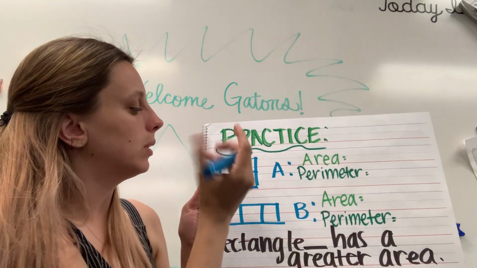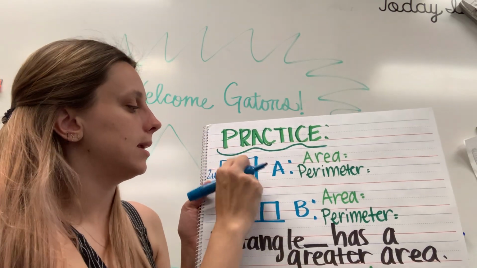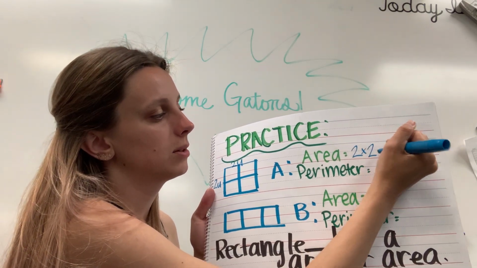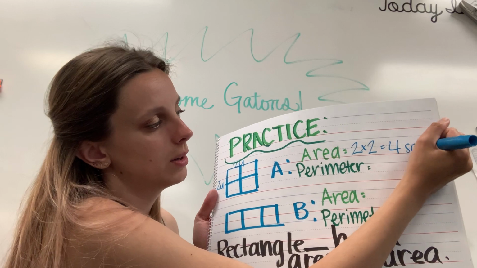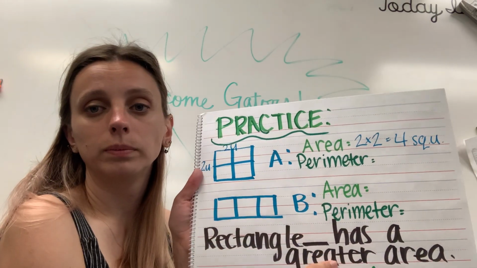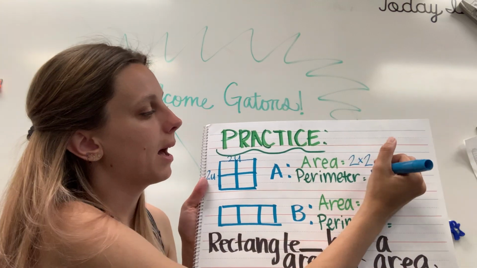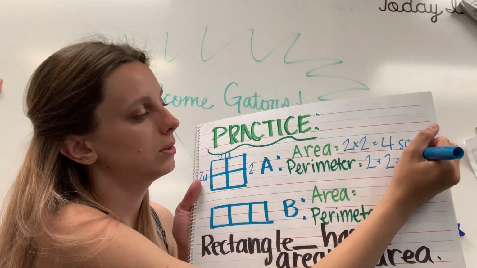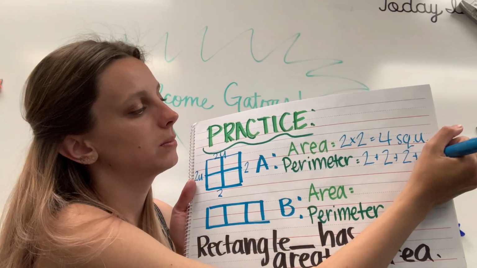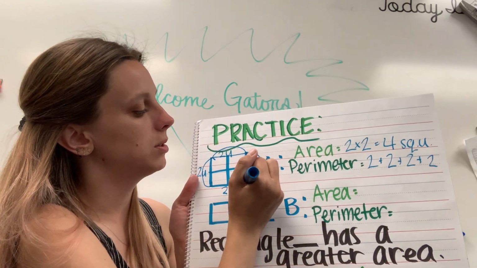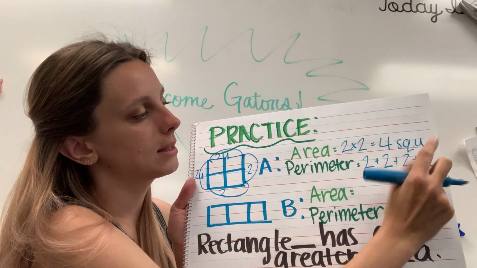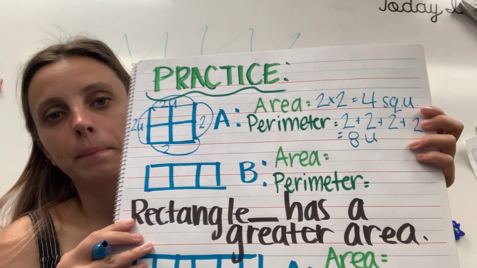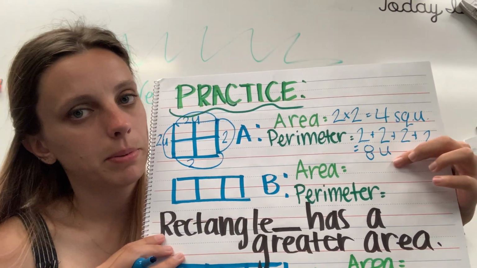My side length here is 2 units, and this side is 2 units. So my area would be 2 times 2, which equals 4 square units, or 4 units squared. And then if I find my perimeter, I'm adding 2 plus 2 plus this 2 plus this 2. So I'm adding 2 plus 2 plus 2 plus 2, and I'm gonna get 2, 4, 6, 8 regular old units. All right, so my area was 4 square units, my perimeter was 8 units.